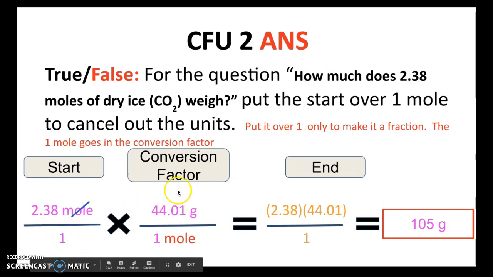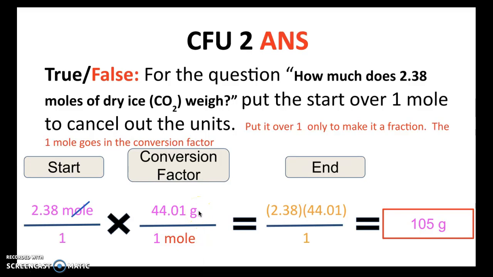However, it's important to note that in the conversion factors for these problems, you're always going to have a 1 mole. So you put the 1 mole in the conversion factor. It may go on the top, it may go on the bottom, depending on what units you're trying to cancel out and keep. So this is false.